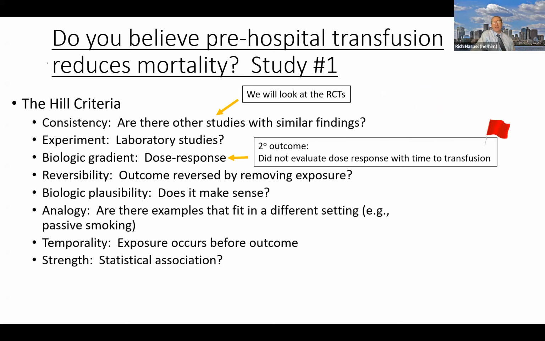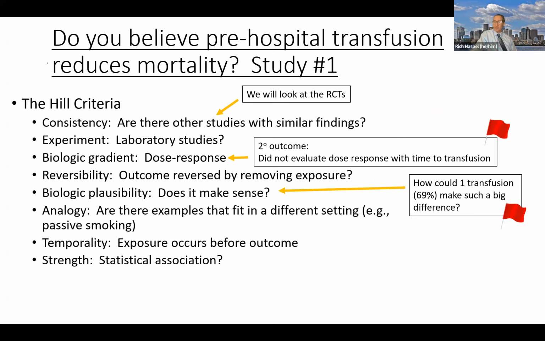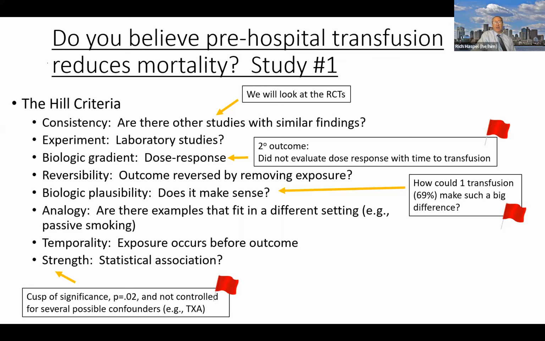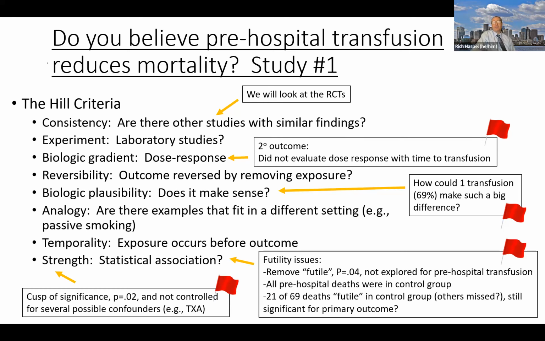This whole dose response was a secondary outcome, but they really only looked at 2 time points, 0 to 15, like within 15 minutes and 15 to 20 minutes, and it didn't fit a dose response picture. How could one transfusion make such a big difference? It was on the cusp of significance and not controlled for several possible confounders. And I mentioned the futility issues. When they removed the cases they thought futile, they didn't even look at it from the primary outcome. How could a reviewer say you're removing futile patients, but you didn't do it for what you originally claimed was your primary outcome? So to me, there are huge issues with this paper, as you might imagine.